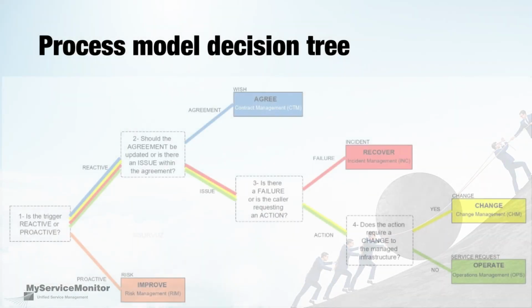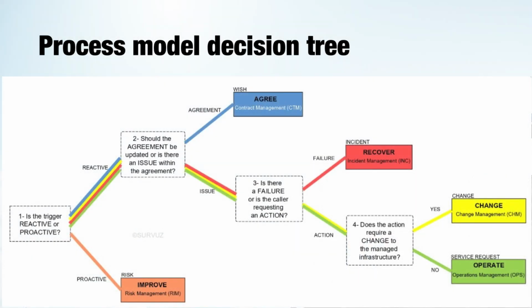Here's a decision tree for the process model. The first question we ask is whether this is one of the four customer-triggered processes, which are reactive, or is this a proactive trigger originating from the provider, which would go to improve, or what we would call risk management. If it's one of the reactive triggers, the next question is, does the agreement need to be changed? If so, we go to the agree or the contract management process.